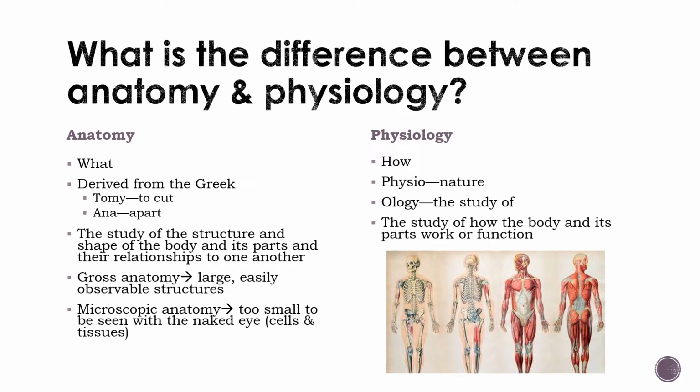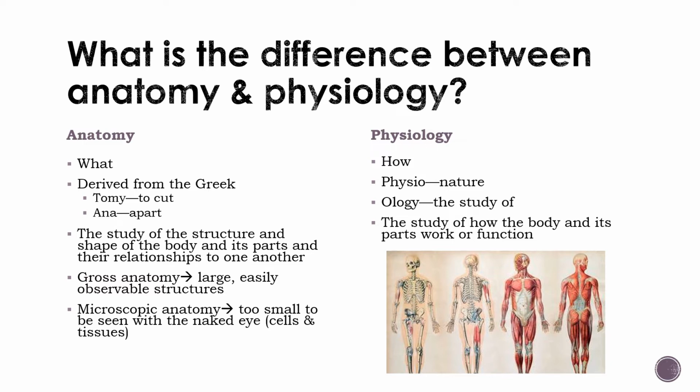Before we look at how anatomy and physiology relate to one another, let's look at how they're different, or what they mean independently. Anatomy is the what? It's derived from the Greek, tomi, to cut, ana, apart, so to cut apart. And it's the study of the structure and shape of the body and its parts and their relationships to one another. So this is just structure.